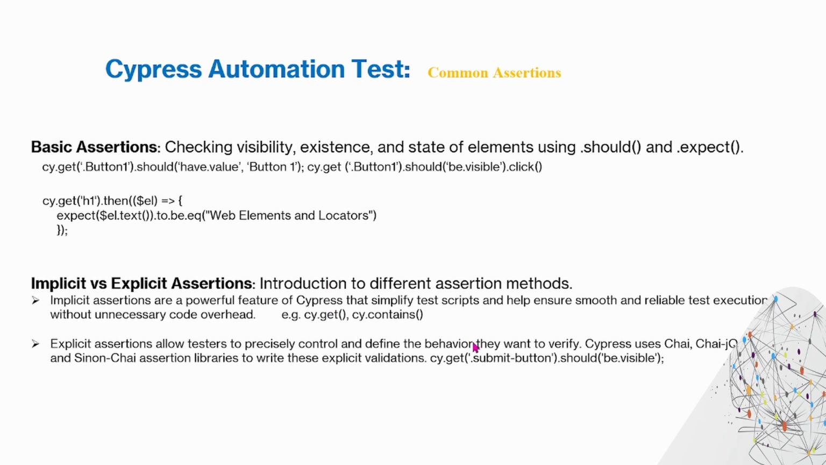On the other hand, explicit assertions allow testers to precisely control and define the behavior they want to verify. So Cypress uses Chai, Chai-jQuery, and Sinon-Chai assertion libraries to write these explicit validations. And this is an example of an assertion that is explicit right here.